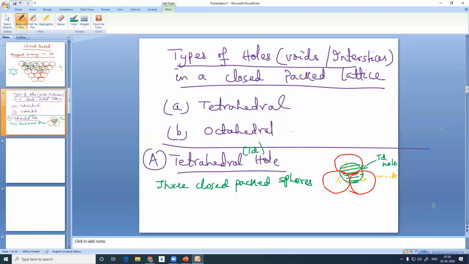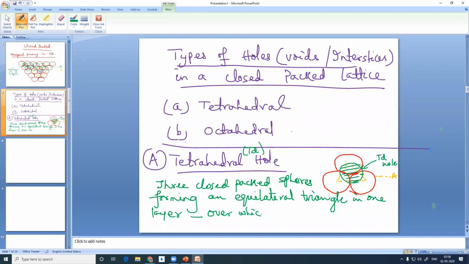Three close packed spheres forming an equilateral triangle in one layer, over which another sphere is sitting of another layer.